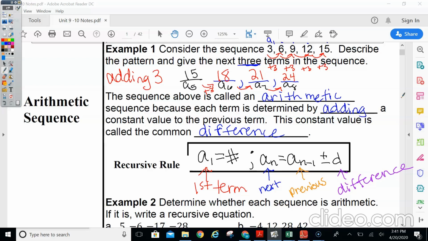So again, this is recursive because you have to know the previous one in order to get the next one. In an explicit formula, you don't need to know all the ones in the middle. You can just jump straight to the end one.